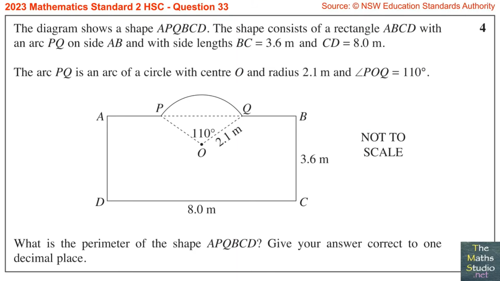Question 33. The diagram shows a shape APQBCD. The shape consists of a rectangle ABCD with an arc PQ on side AB and with side lengths BC equals 3.6 meters and CD equals 8.0 meters. The arc PQ is an arc of a circle with center O and radius 2.1 meters and angle POQ equals 110 degrees. What is the perimeter of the shape APQBCD? Give your answer correct to 1 decimal place.